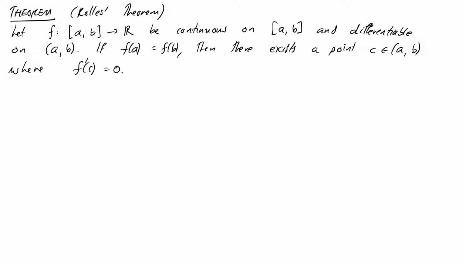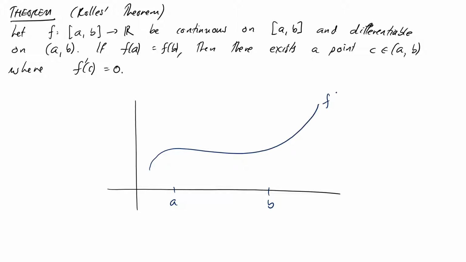Okay, so the setup for Rolle's theorem. We have a continuous function on a closed interval a, b. So let's draw ourselves a continuous function on a, b. Here's a, here's b, and here is our continuous function f of x. Okay, so it's continuous between a and b. Outside of that, who cares? And it's differentiable on the open interval a, b also, which means it doesn't have to be differentiable at the endpoints, but it definitely has to be continuous there.